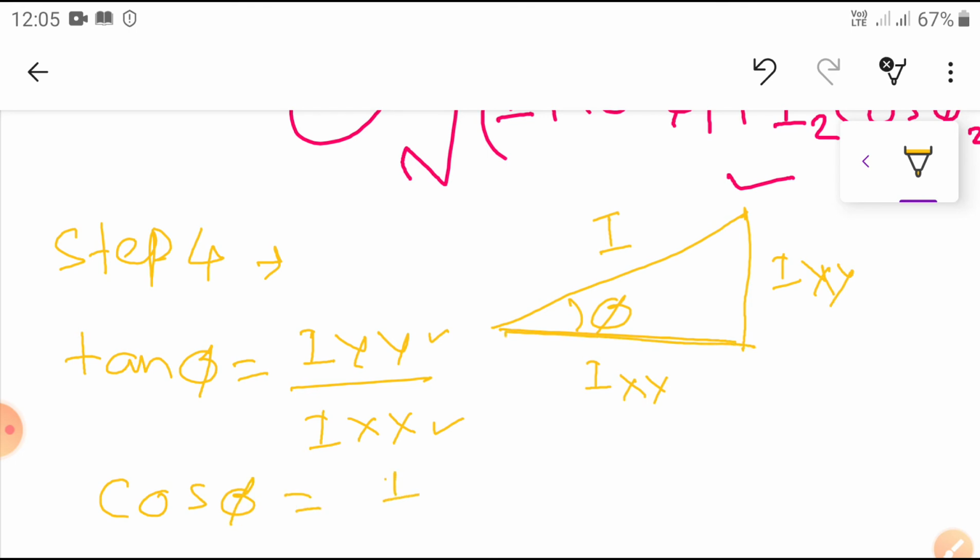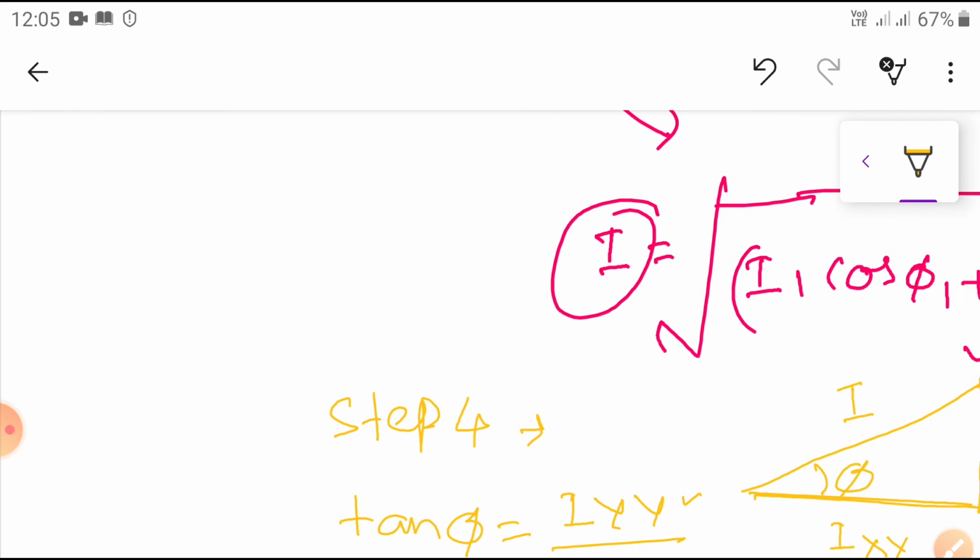So I xx divided by this current vector. So we are going with the cos value. Okay, so these are the steps involved in the first method, the vector method. So this is the final: for every circuit we are going to calculate its current and its phase angle. If required, we can calculate the power also.